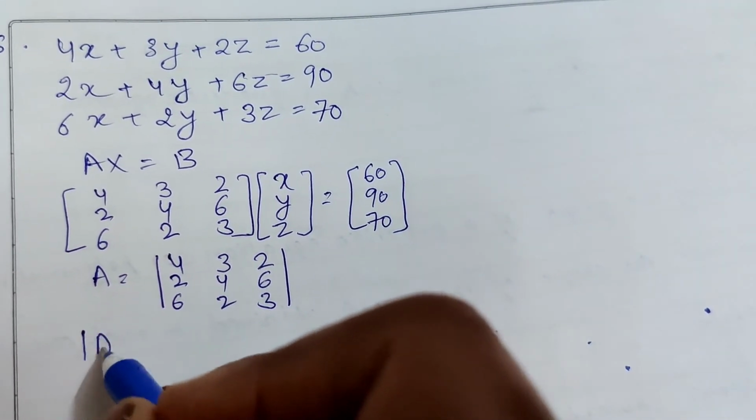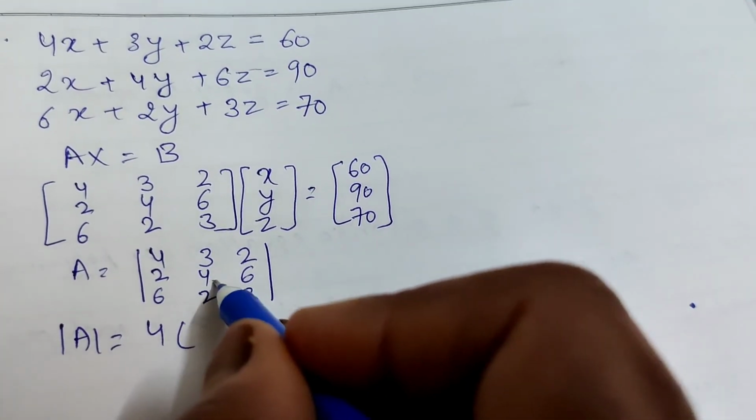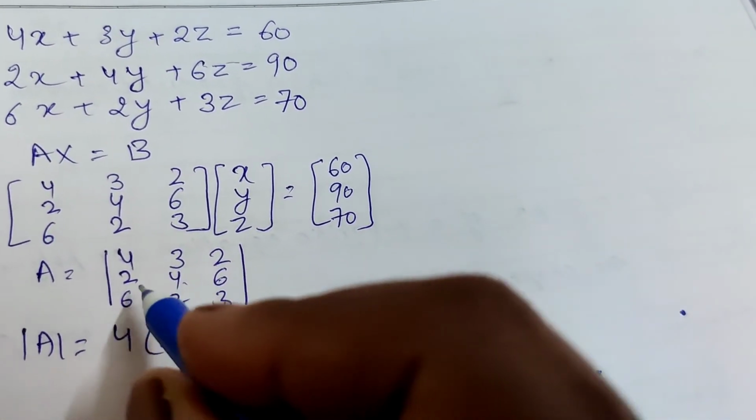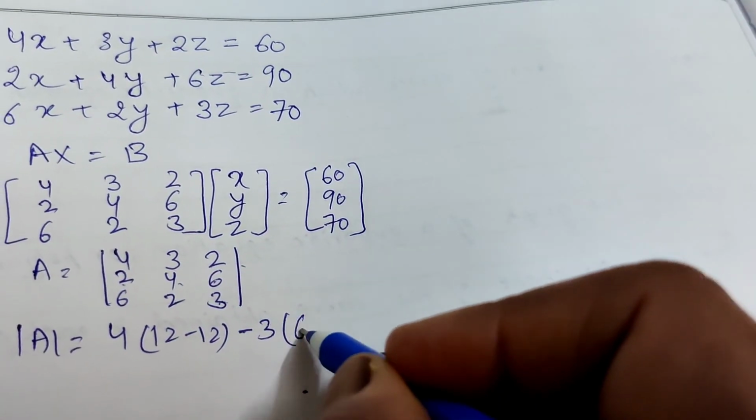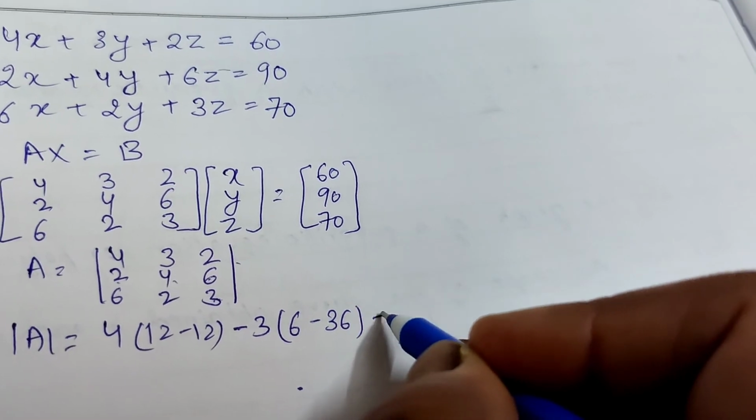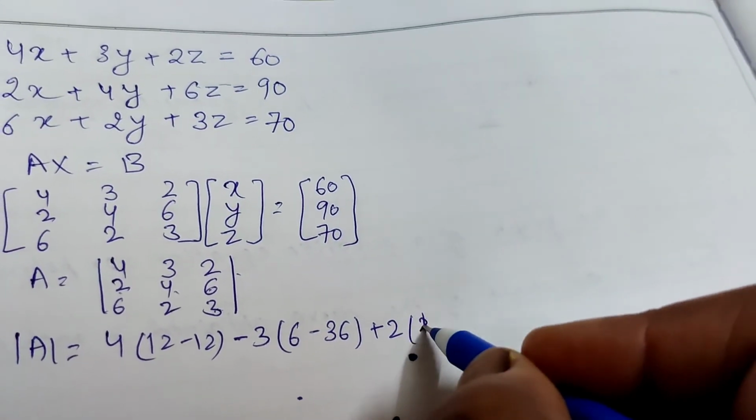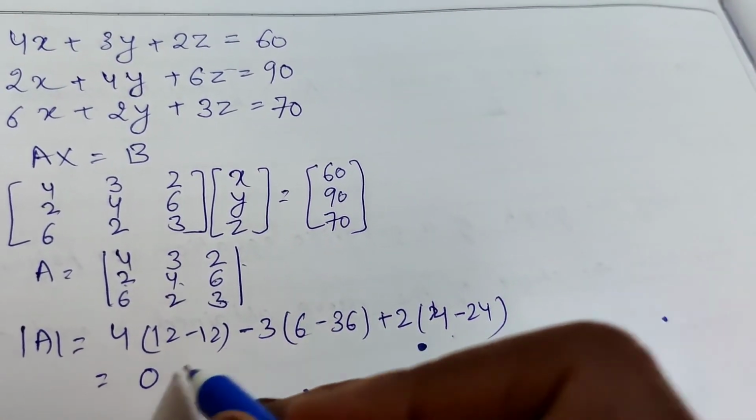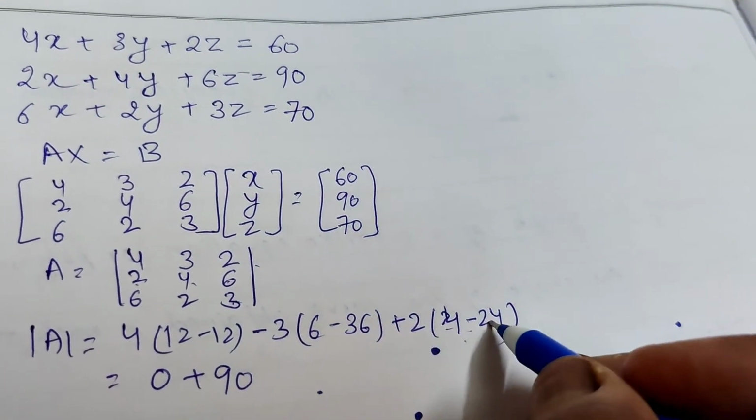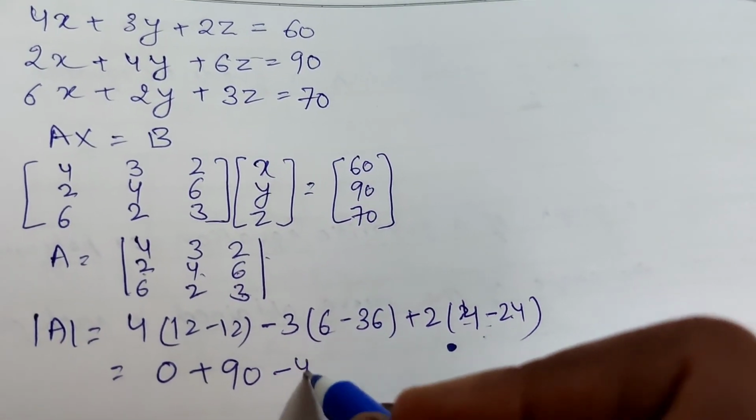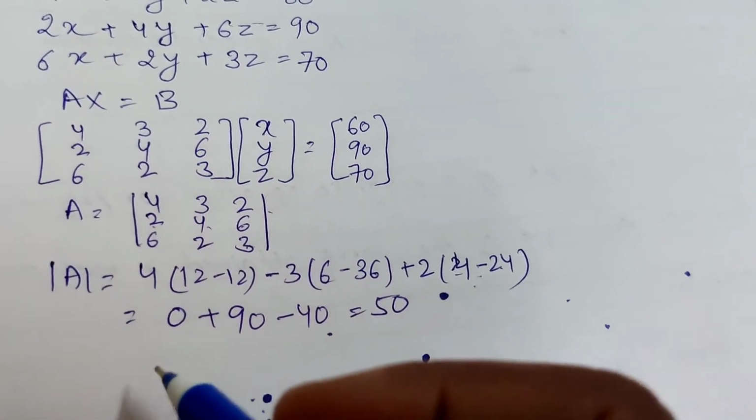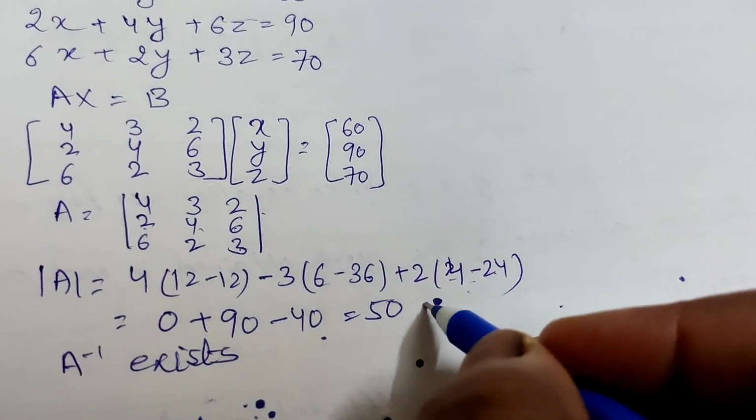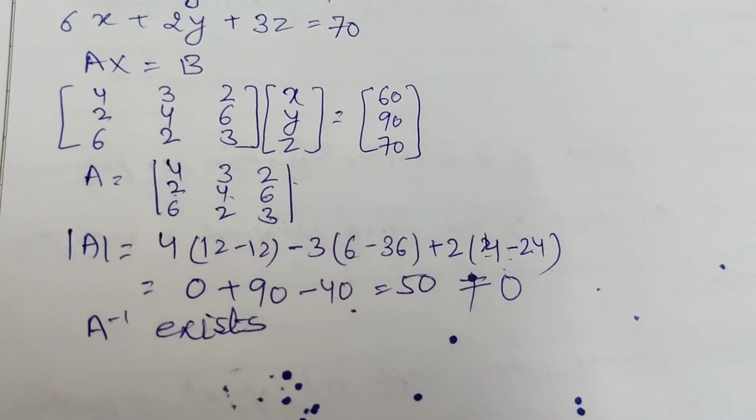Now value of this determinant: 4 into 12 minus 12, minus 3 into 6 minus 36, and 2 into 4 minus 24. It is 0, minus 3 into minus 30 is 90, and minus 20 into 2 is minus 40. It is equal to 50. Therefore A inverse exists because this is not equal to 0. Okay, the system is consistent.